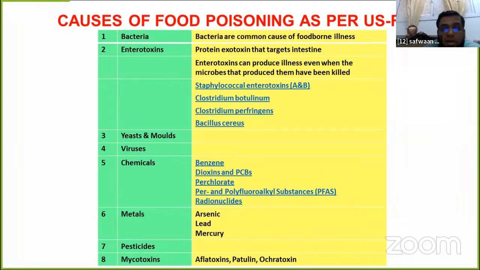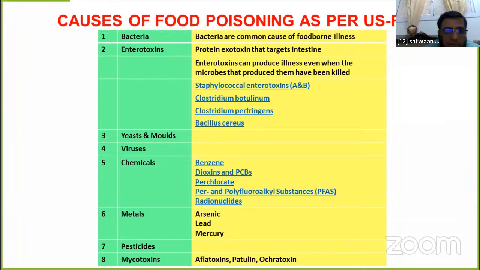As they are heat stable, even though the producing organism is killed during the process of cooking, the toxins are still present, which can lead to food poisoning. What are the categories of these enterotoxins? Broadly, they are produced by 3 different organisms. Staphylococcus produces enterotoxins A and B. Clostridium botulinum and Clostridium perfringens produce enterotoxin, and Bacillus cereus also produces toxins. Out of these 3 types of bacteria, Clostridium are anaerobic organisms, whereas Staphylococcus and Bacillus cereus are aerobic organisms.